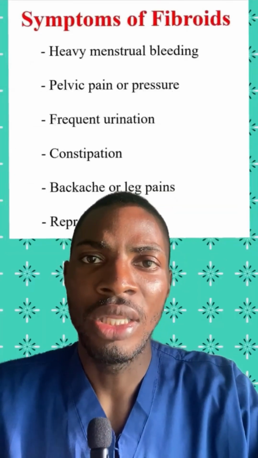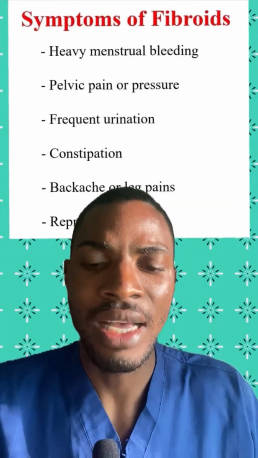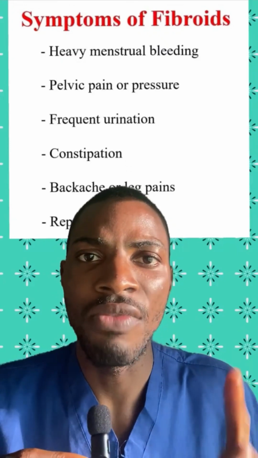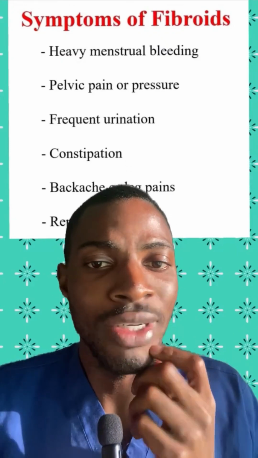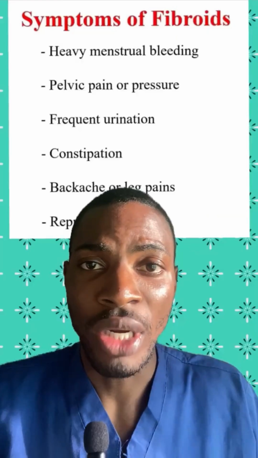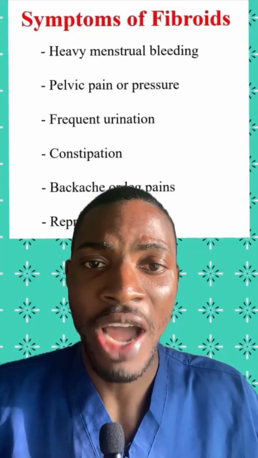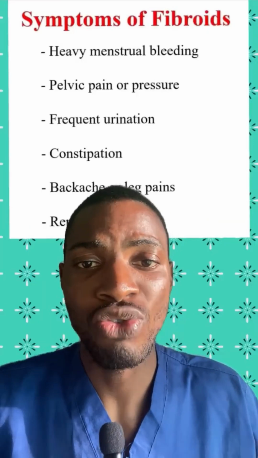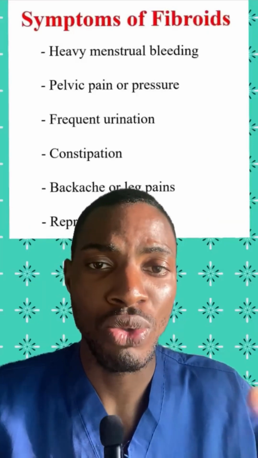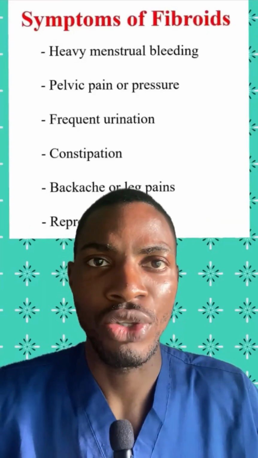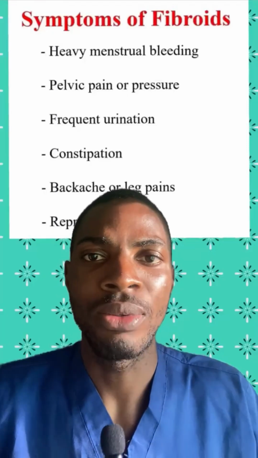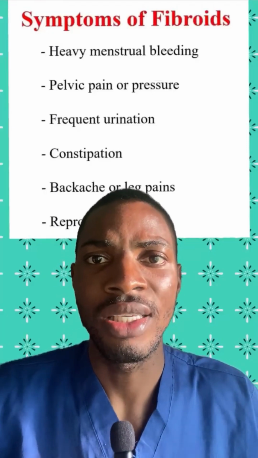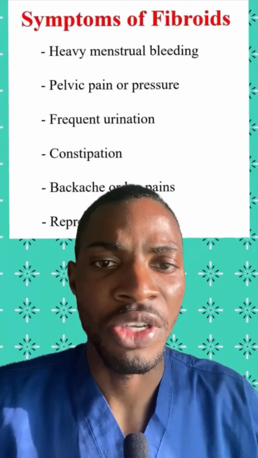Now, what are the signs and symptoms of this condition? Number one sign is heavy menstrual bleeding. We all know that normal duration for bleeding is within 3 to 5 days or 3 to 7 days. So if you are having menstrual bleeding that is up to 1 week, 2 weeks, this should be questioned. Number two symptom is pelvic pain or pelvic pressure.